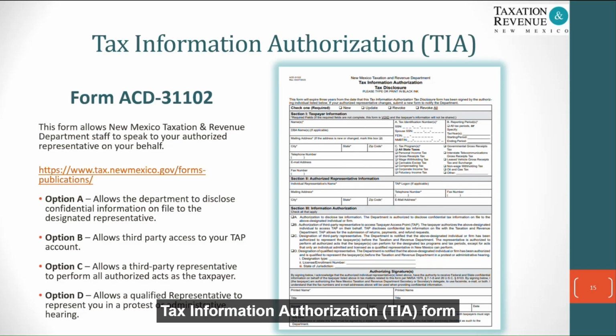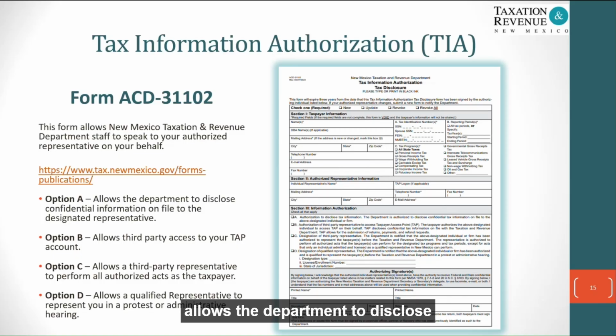The Tax Information Authorization TIA form allows the department to communicate with the authorized representative. To access the form, visit our website, Forms and Publications page, and select Tax Information Authorization TIA Tax Disclosure. Complete all sections and review Section 3 carefully. Select all checkboxes that apply to your tax situation, as they determine your representative's level of access.